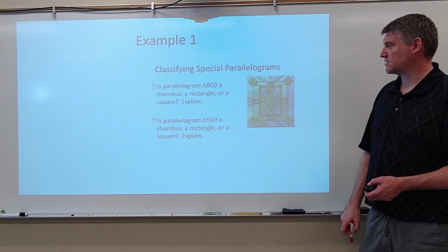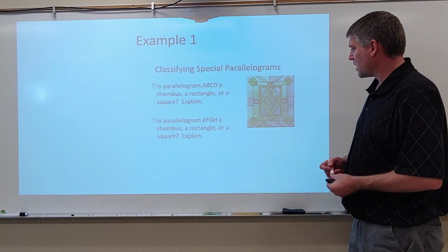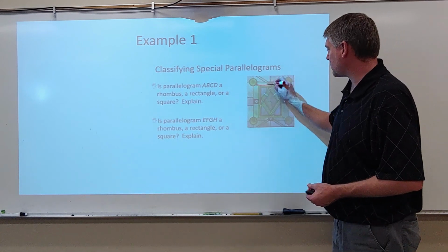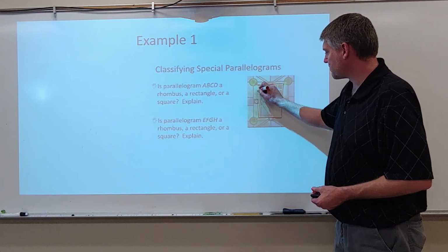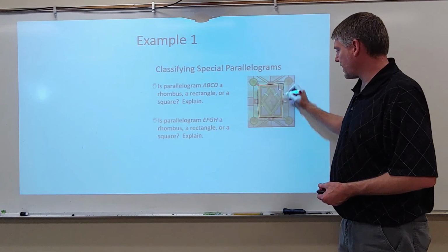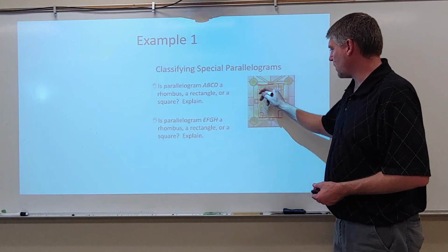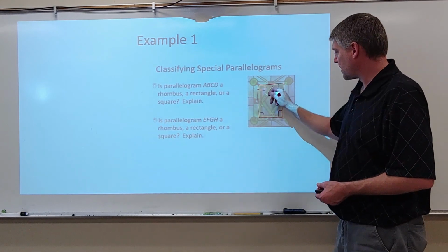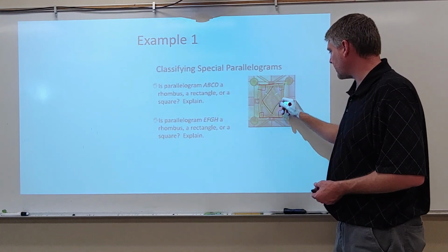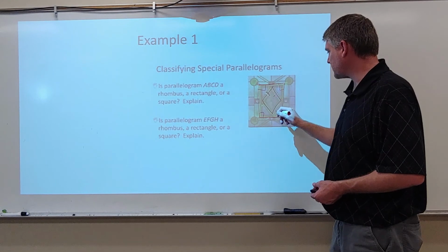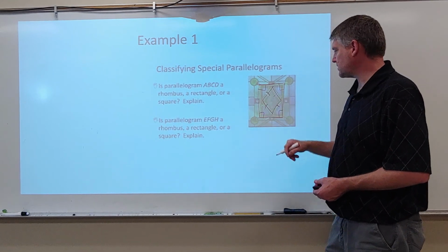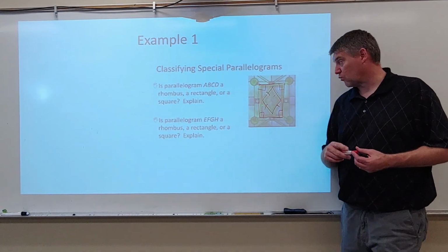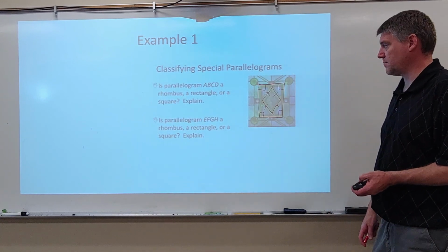Classifying special parallelograms. So here I have A, B, C. I have this right here, and I have a right angle here. So what would this be? Well, this is an example of a rectangle. And then I have inside of it, I have this. Well, this would be an example of a rhombus.